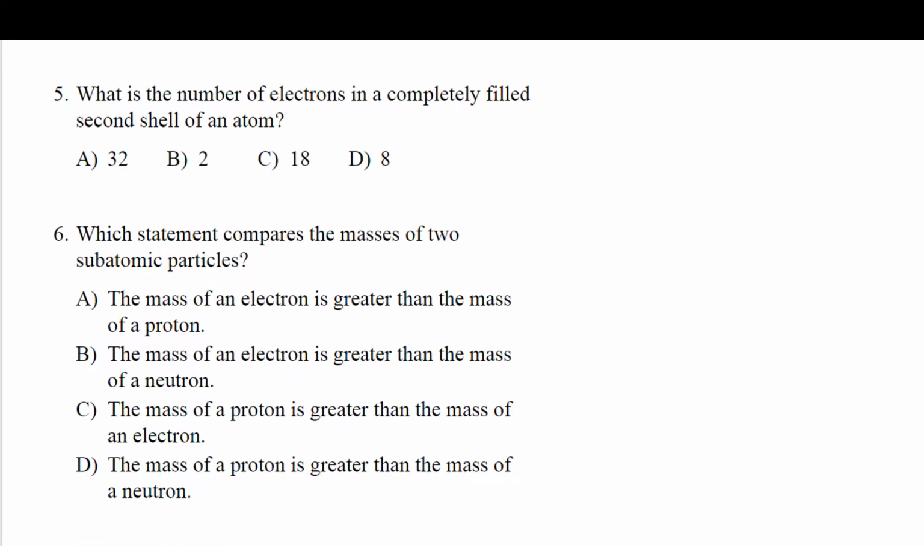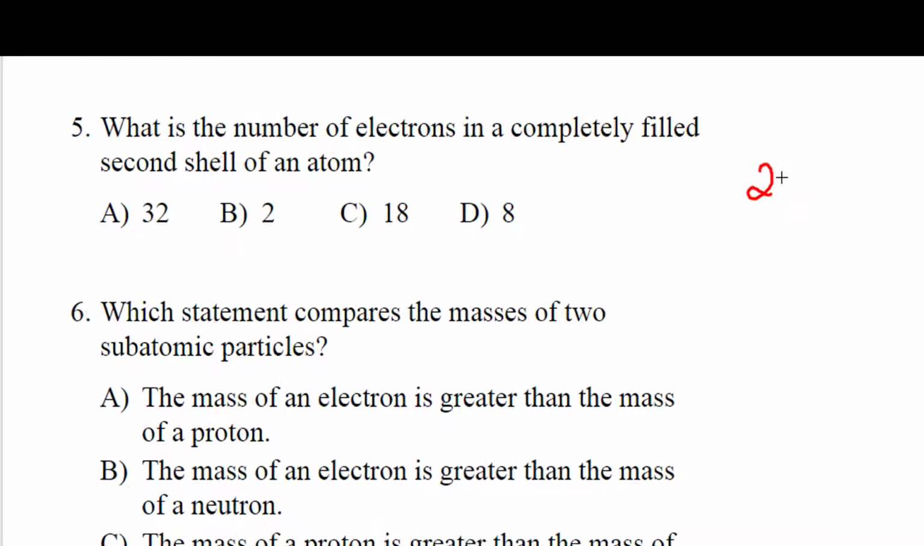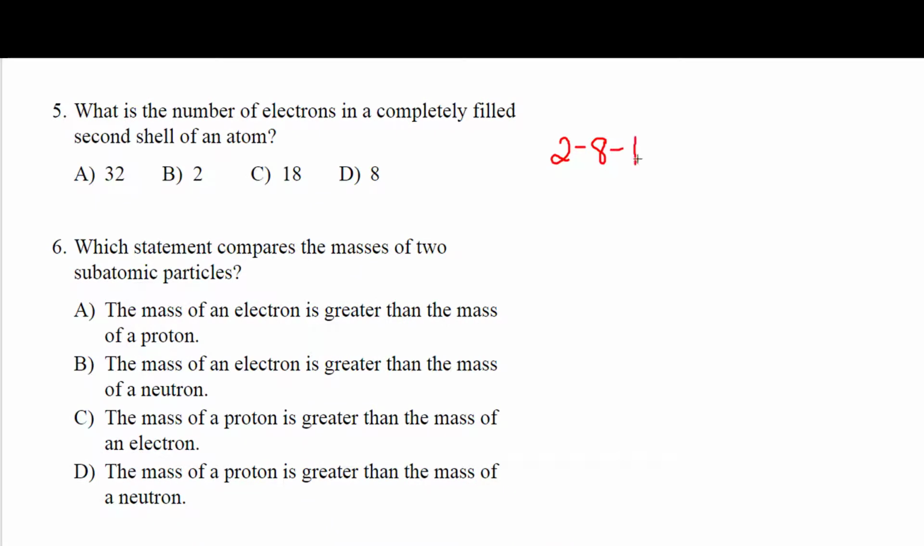Let's look at question 5. What is the number of electrons in a completely filled second shell of an atom? Is it A, 32, B, 2, C, 18, or D, 8? Well, if we remember our electron configurations, it goes 2, 8, 18, 32, and so on. And since this is asking about a completely filled second shell, that would be here with the 8.